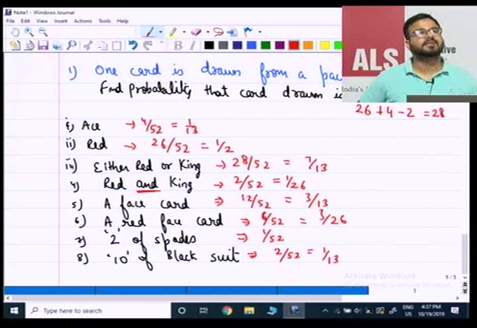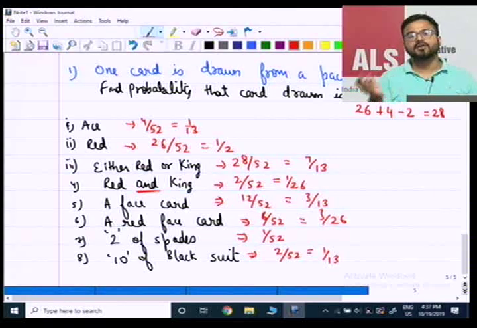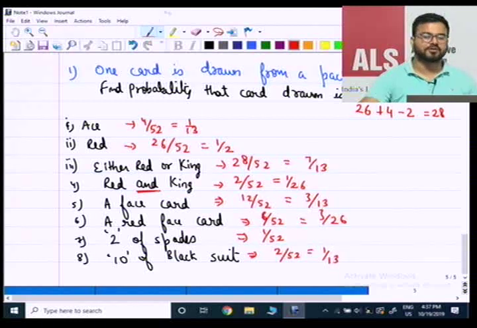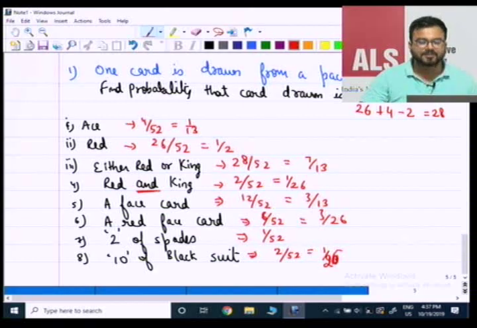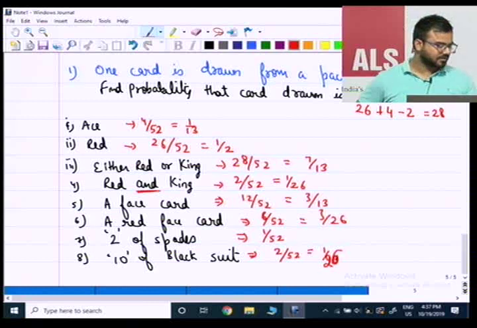Last one is 10 of black suit. Black suits are the spade and the club. So 10 of club and 10 of spade. So 2 favorable outcomes are there. So 2 by 52. Oh, sorry, my mistake. I have written 1 by 13 by mistake. It should be 1 by 26. Yeah, 2 by 52, 1 by 26. That's right. Is this clear till now?